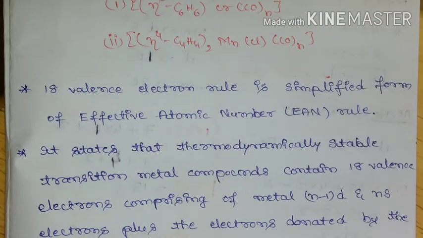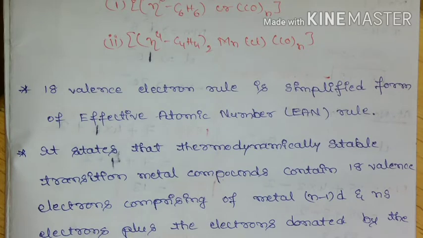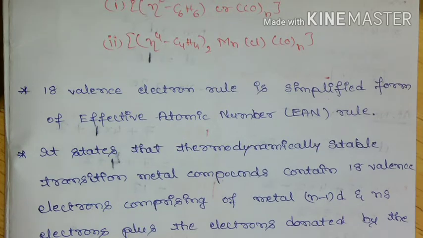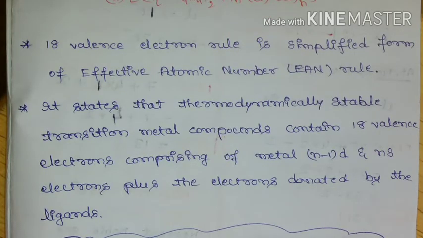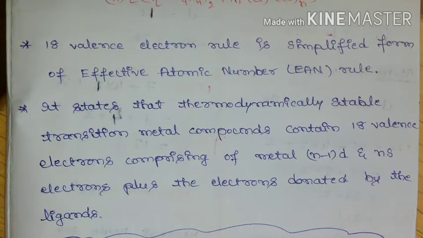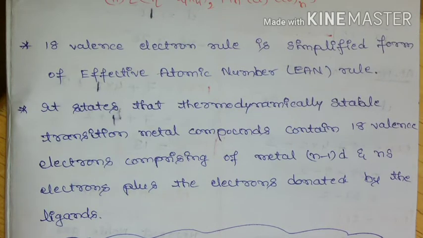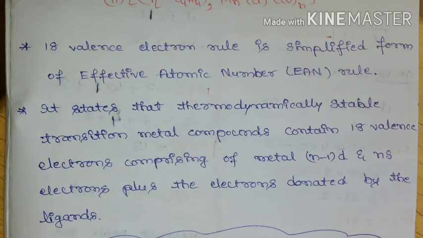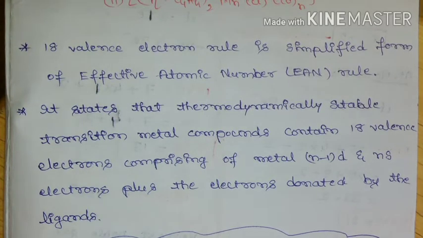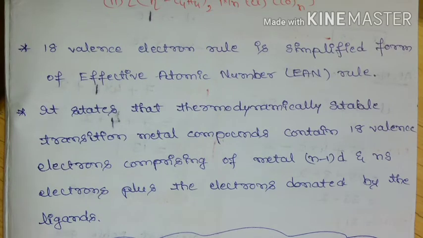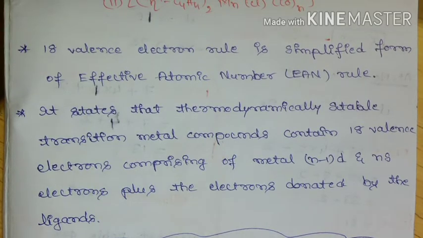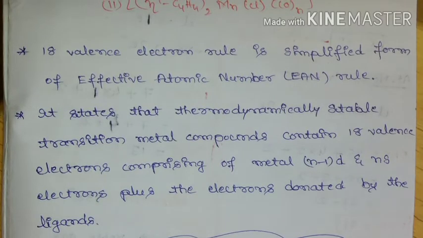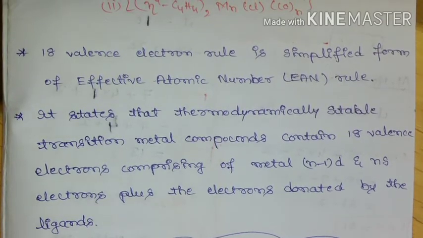The 18 valence electron rule is a simplified form of the effective atomic number rule, also known as the inert gas rule. What the 18 electron rule states is that thermodynamically stable transition metal compounds contain 18 valence electrons, comprising the metal's (n-1)d and ns electrons plus the electrons donated by the ligands. So this is known as the 18 electron rule, or the 18 valence electron rule.